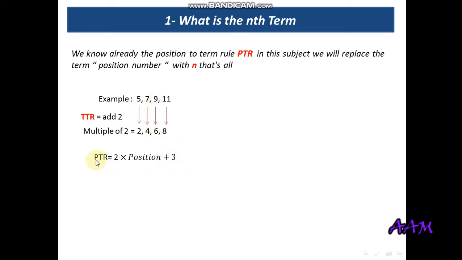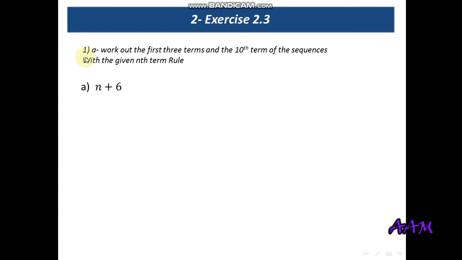So the position-to-term rule is 2, which is the term-to-term rule, multiplied by the positions of the sequence 1, 2, 3, 4, 5, etc., and plus 3. 3 from where? It is from the difference between the sequence and the multiples. Okay, so what's new? What's new is that you only have to replace the position with n. That's all. No more and no less. Let us make an example to see that.